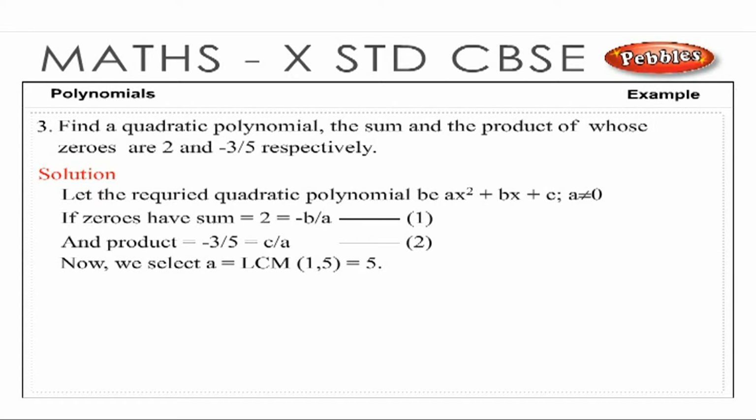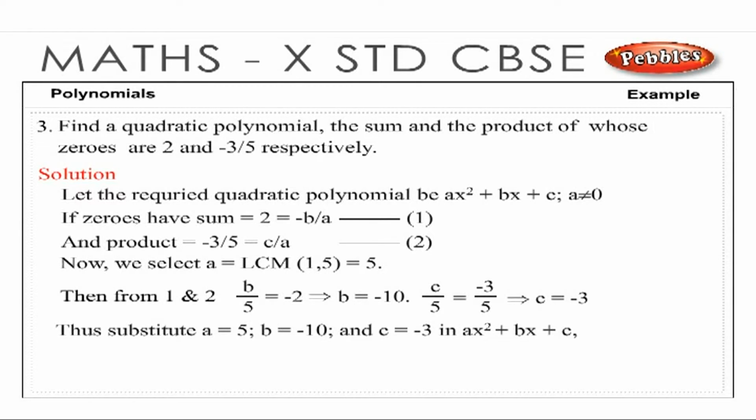Now we select a is equal to 5. Then from 1 and 2 we get b by 5 is equal to minus 2, which implies b is equal to minus 10. c by 5 is equal to minus 3 by 5, which implies c is equal to minus 3. Thus substitute a is equal to 5, b is equal to minus 10 and c is equal to minus 3 in ax square plus bx plus c. We get the quadratic polynomial P(x) is equal to 5x square minus 10x minus 3.